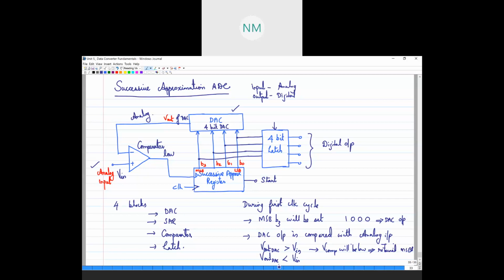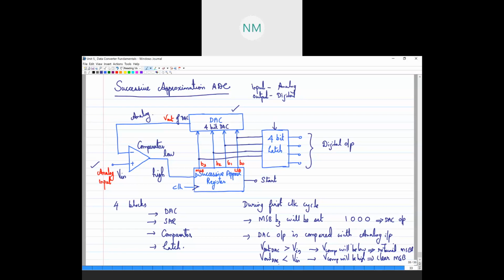Now if your output of DAC is lesser than your analog input, that means if your analog input is high, what will happen? Your comparator output will be high, because your actual input is given to the plus of the comparator, so the comparator will have a high at the output, and that will clear the MSB bit, right? So all these things will happen in your first clock cycle.